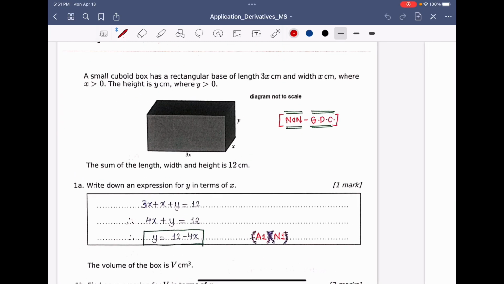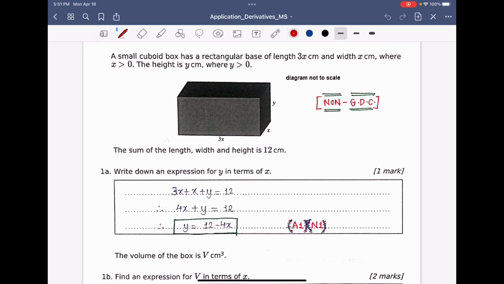Application of derivative. First question. A small cuboid box has a rectangular base of length 3x, width x, where x is greater than 0. The height is y centimeters, where y is greater than 0. So you can see this is the length, this is the width, and this is the height, which are given as 3x, x, and y respectively. This is a non-calculator question.